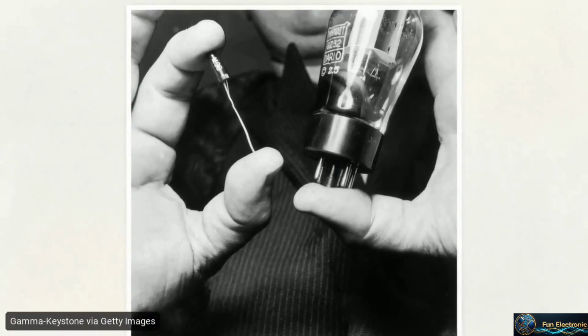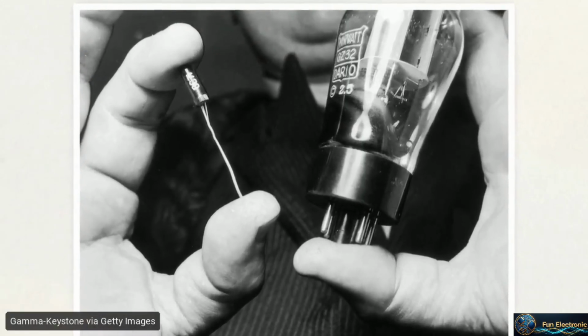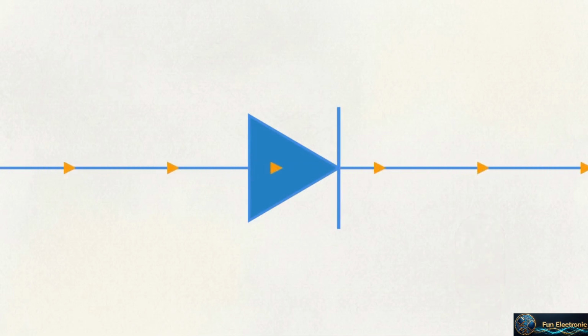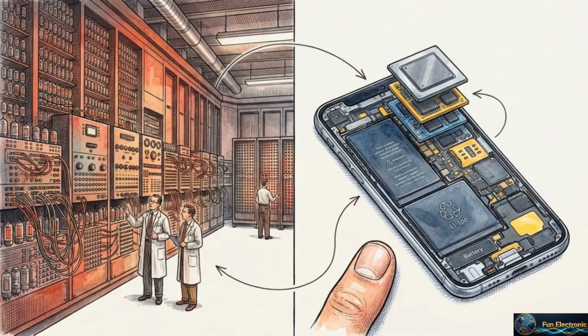The fix was a tiny, solid-state device called the PN junction diode. It acts as a one-way street for electricity, forcing current to flow in a single direction without relying on moving parts or glass vacuum envelopes. Removing mechanical motion from the process of controlling electricity allowed engineers to shrink computers from the size of a warehouse to the size of a thumbnail.